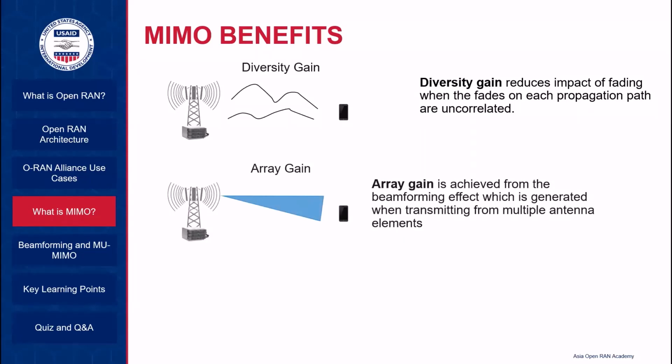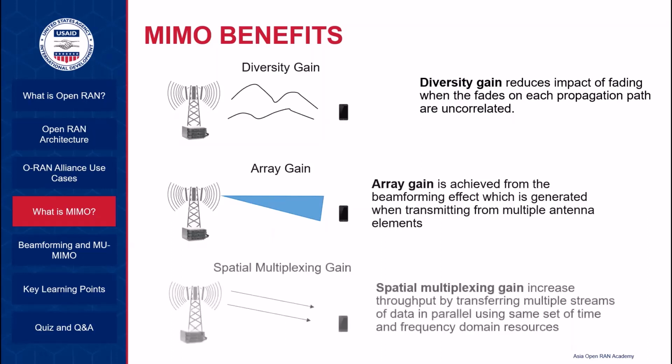So it is achieved from the beamforming effect. Kapag marami tayong antenna elements, mas nagiging focus yung ating beam. Okay? So kaya nagkakaroon tayo ng array gain, tawag natin dyan. So mataas yung gain ng ating link budget. And of course, spatial multiplexing gain.